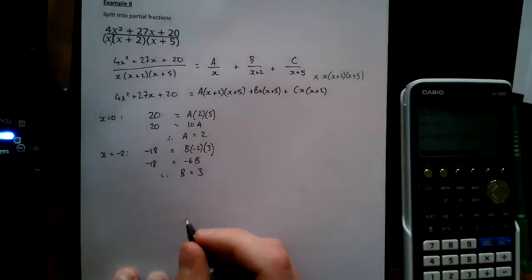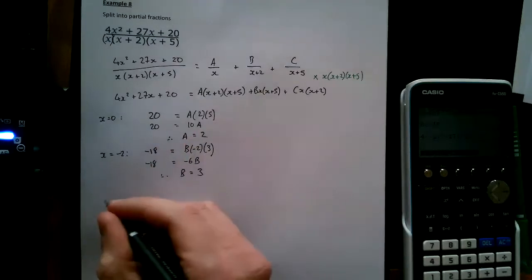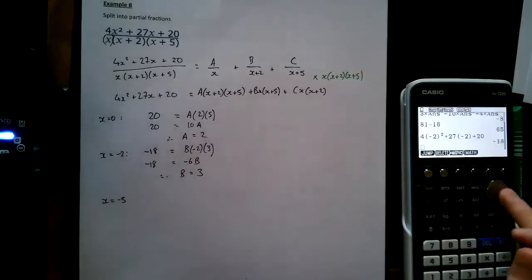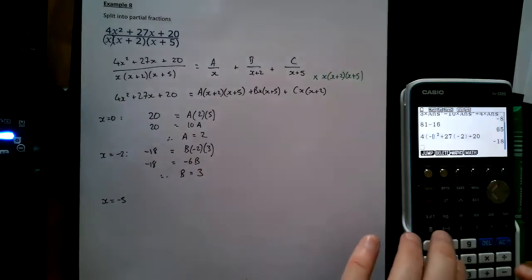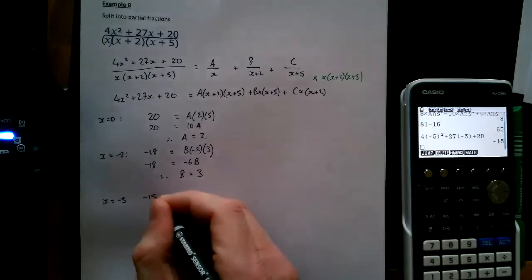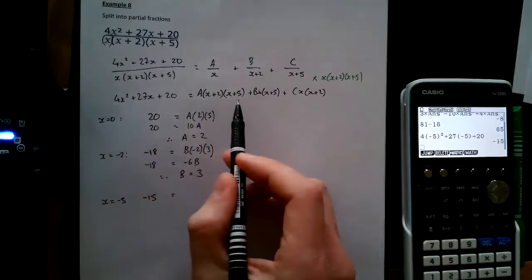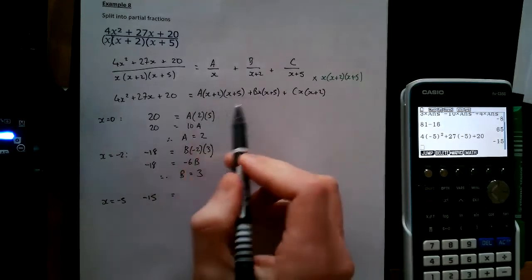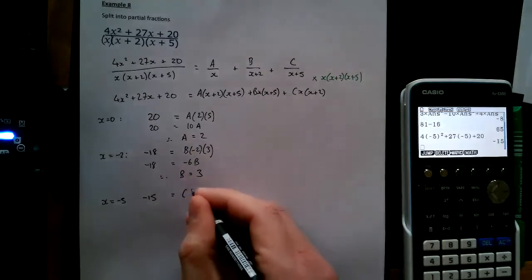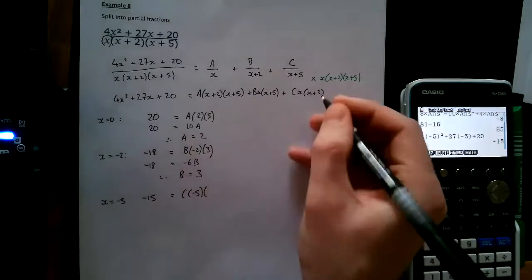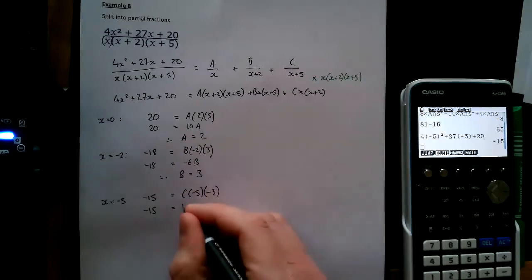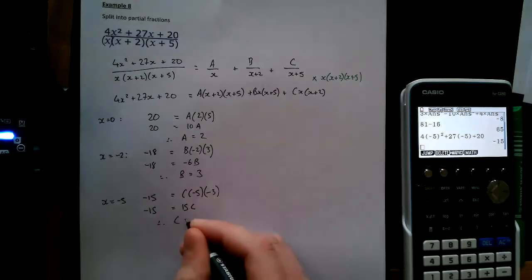And for our last one, if I make this bracket 0, I get x is minus 5. So I'm going to sub minus 5 into this side. Again, I'm going to use my calculator for that, and get minus 15. If I sub minus 5 into this side, this will be 0, so the whole term will be 0. This will be 0, so the whole term will be 0. So I just get this one here. So minus 5 times minus 5 plus 2 is minus 3. So I get minus 15. Minus 5 times minus 3 is 15, so 15c. So therefore c is minus 1.